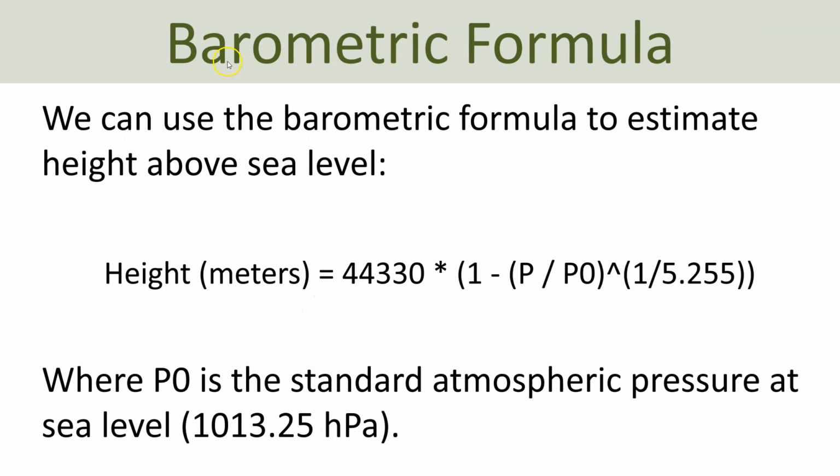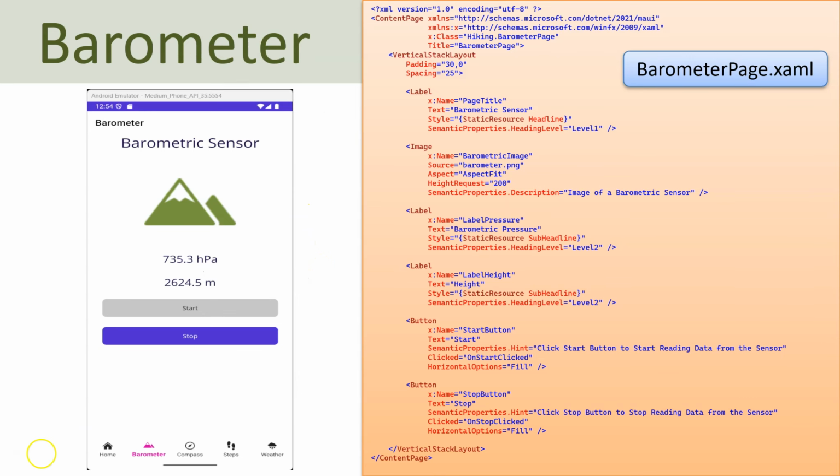And we can use this barometric formula to estimate or calculate the height above the sea level according to this barometric formula, which we can implement in our C# code. So that's this formula. So let's start creating the user interface for the barometric page.